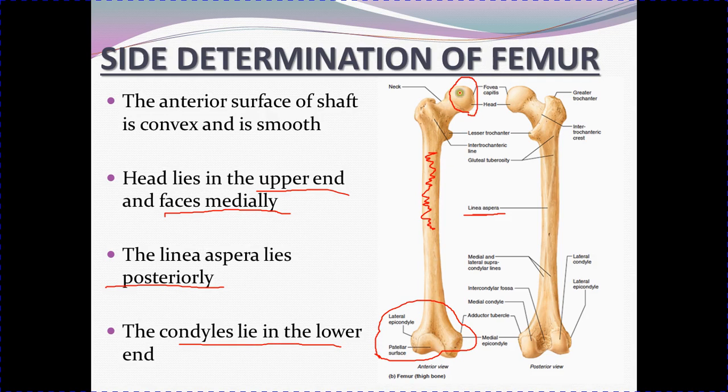The first, head lies upward and is facing medially. The condyles lie downward. The anterior surface of the shaft is smooth and convex. The posterior surface of the shaft of the femur has a posterior border which is called the linea aspera.